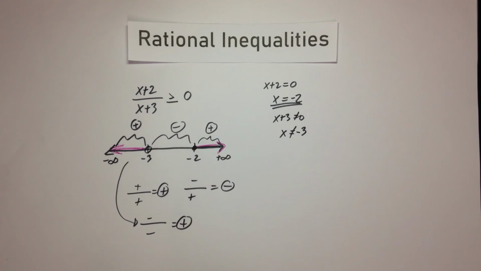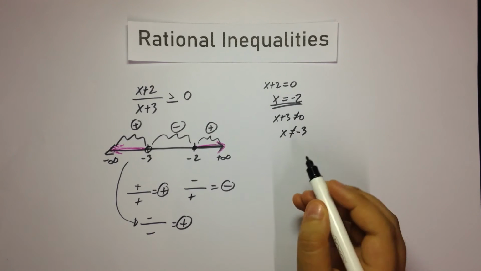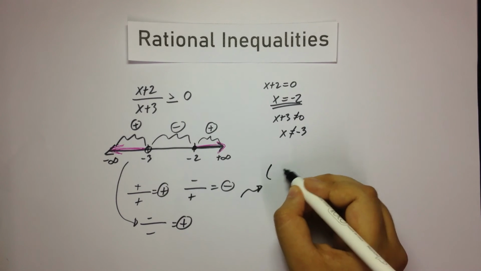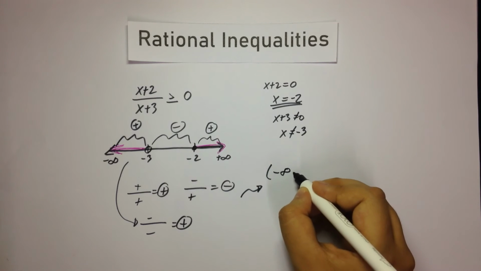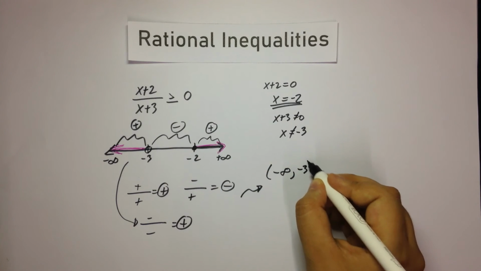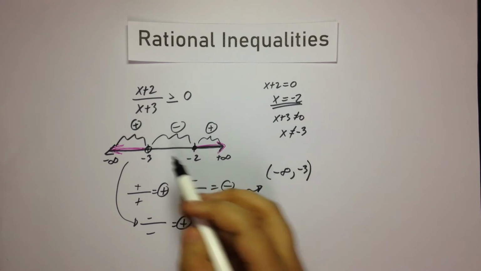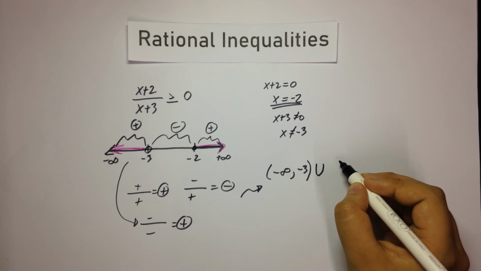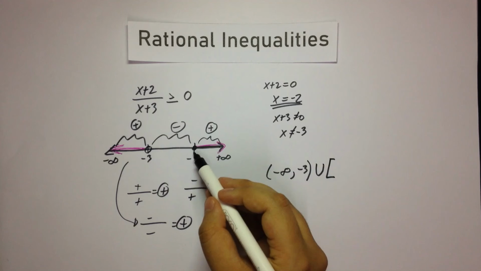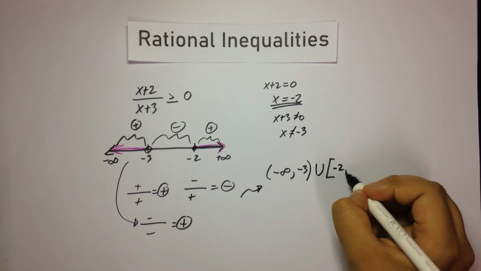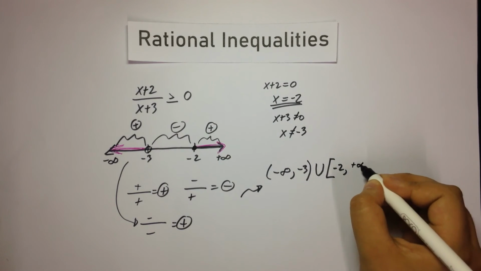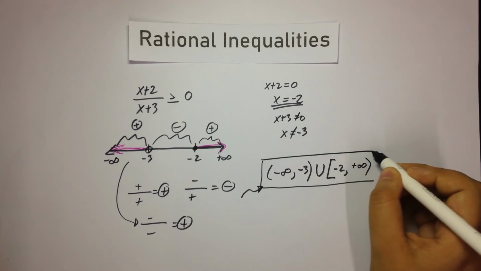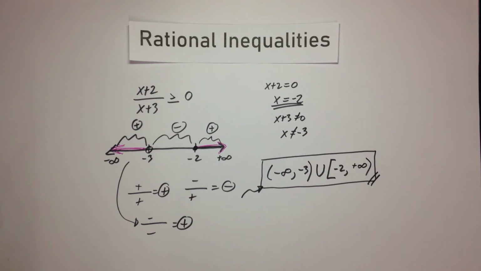So the solution in interval notation would be quantity -infinity and -3. We'll put a parenthesis over here since we're not going to include the -3. With a union of a bracket since we're including -2 and positive infinity. So this would be the interval notation, which means the answer for this inequality.